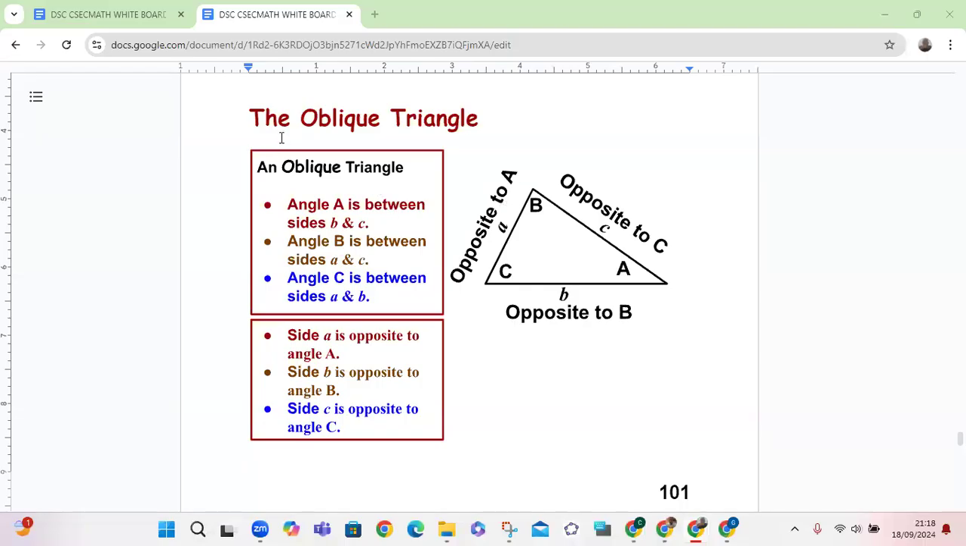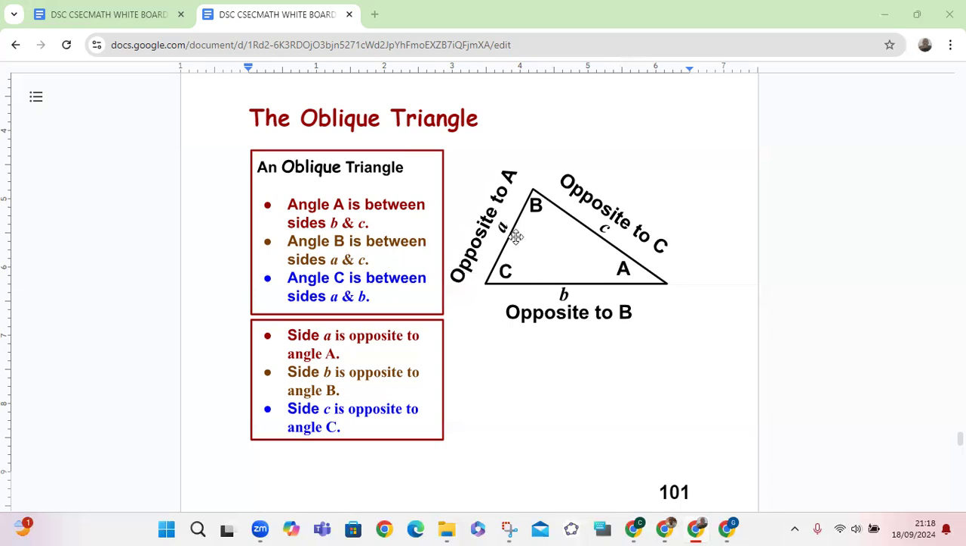So as you can see, for the oblique triangle, here you have an example of one. Side C is opposite to angle C. Side A, little a, is opposite to angle A, and side B is opposite to angle B. And angle A is between B and C. B and C is hugging angle A. The two lines form angle A.